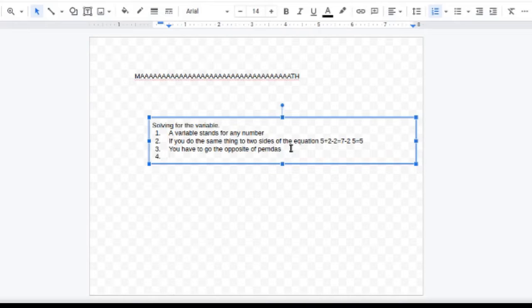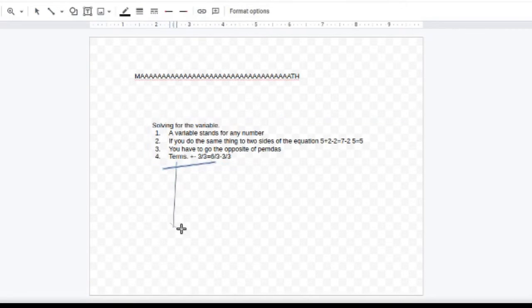Math also has the concept of terms. The terms are separated by addition and subtraction. If you have 3 equals 6 minus 3, and you divide this by 3, you will have to divide both of the terms by 3 separately. When you divide the equation by one thing, you need to divide all the terms by the same thing. The terms are pretty much the chunks of your math equation, like this terrible chunk.